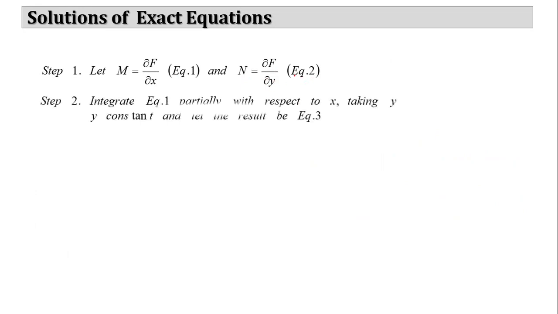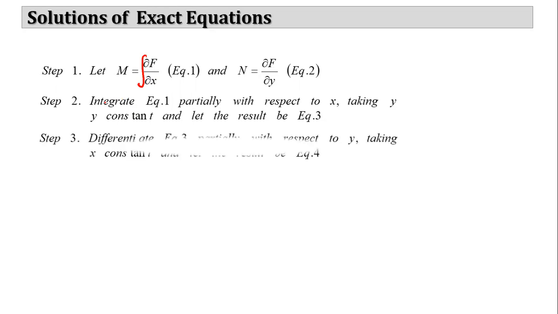Okay, and to look for the solutions of an exact differential equation, we just follow simple steps. Step 1, we let M be equal to the partial derivative of F with respect to x, and let it be equation 1, and N is equal to the partial derivative of F with respect to y, and let it be equation 2. Step 2, you integrate equation 1, so we will be integrating this partial F over partial x partially with respect to x, which means you're taking y constant, and let it be equation 3.